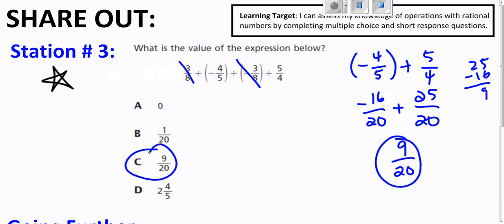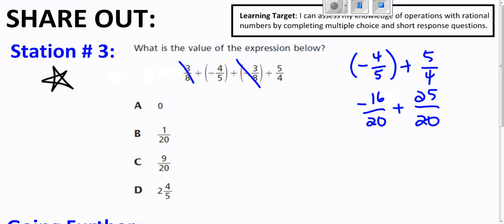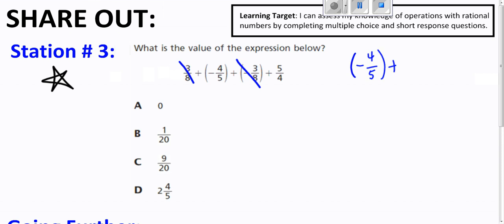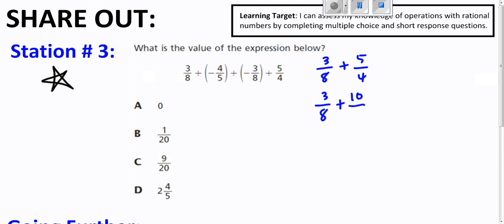See how easy that was when I originally crossed out the 3/8 and the negative 3/8 because they add up to 0? Now let me show you how to do it if you didn't cross them out, because a lot of you did it the long way. So let's group the positives. First I'm going to do 3 over 8 plus 5 over 4. Let's find a common denominator. Common denominator of 8 and 4 is 8. So 3 over 8 plus 10 over 8 is 13 over 8. Great, that's the positives.